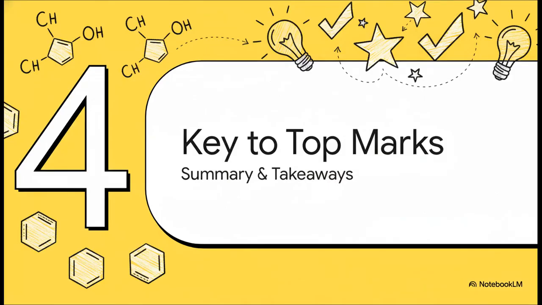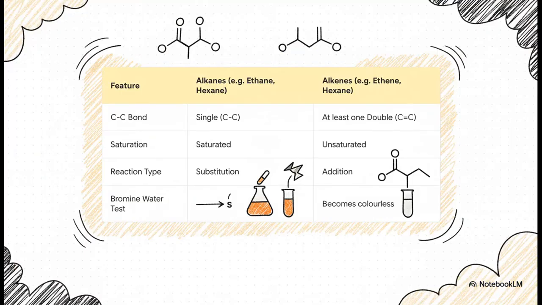Whew. Okay, so we've pulled that whole question apart. Let's step back and summarize the absolute must-know points. This is your key to unlocking top marks. This table pretty much says it all, doesn't it? It recaps the fundamental differences this whole question was designed to test. And you can see how everything, I mean everything, comes back to that one thing. The single C-C bond in alkanes versus the double C=C bond in alkenes. That one difference controls whether it's saturated or unsaturated, and that in turn dictates how it's going to react.